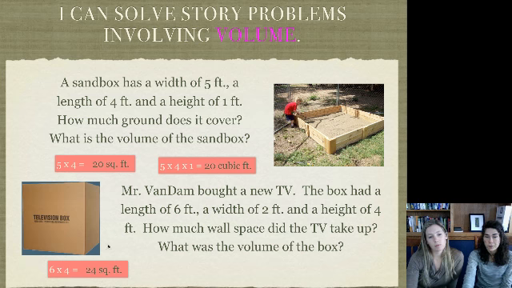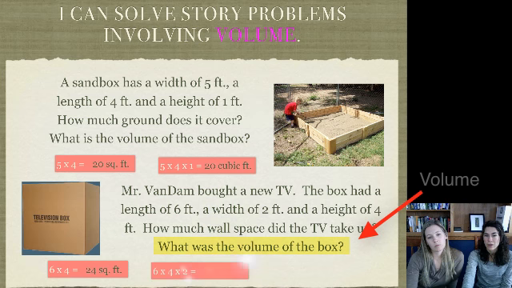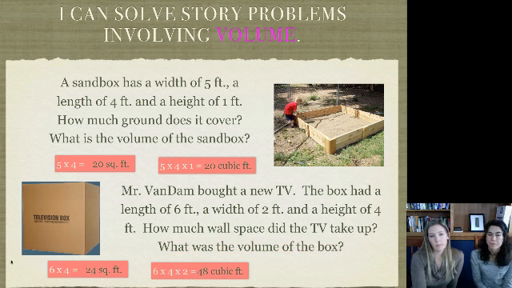That's what we would want to figure in for our wall space. That's the area. Now, what is the volume of the box? We just need to think about 6 times 4 again. That's our surface area, times 2, adding in the width as well. And so that would take up 48 cubic feet.